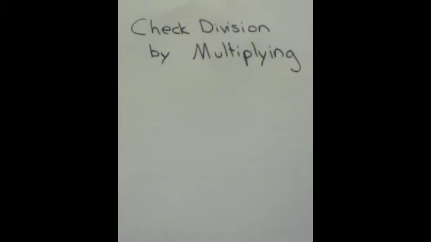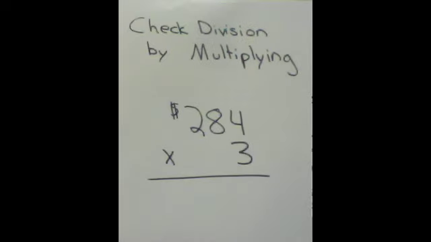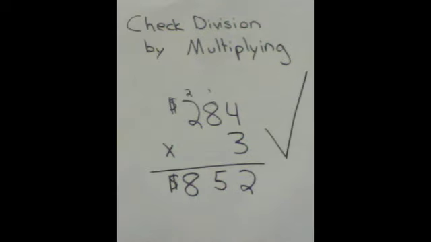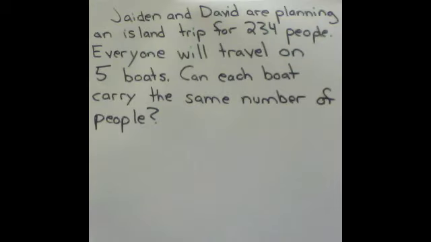We can always check division by multiplying. So we just do the opposite. We take our answer, which is $284, and multiply it by 3. We get $852, so we know we did the division correctly. Check.